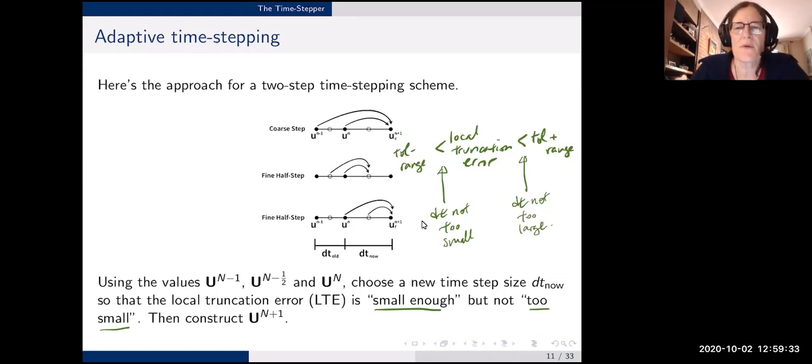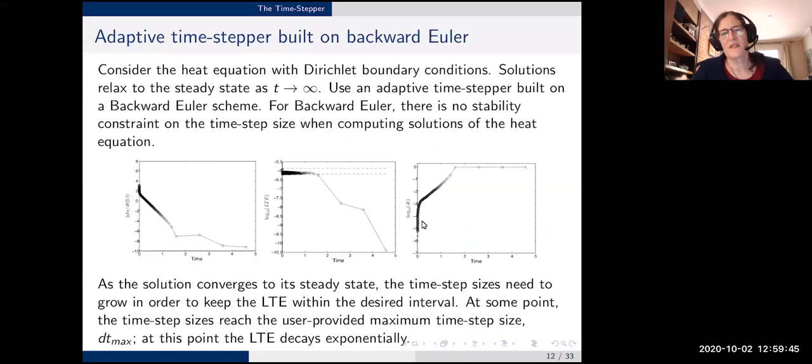So an adaptive time stepper is always changing the time step so that you're accurate but not too accurate. If you apply an adaptive time stepper to backward Euler, which is the opposite of forward Euler, it's completely implicit. So the key thing is that for backward Euler, there's no stability constraint on the time step size. Time steps can get as large as you want without causing any form of instability.